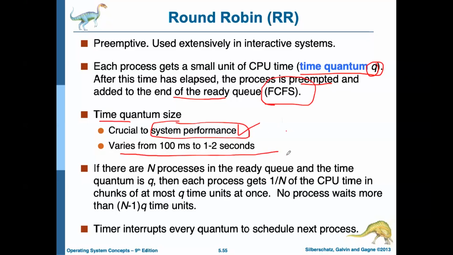If there are n processes in a ready queue and the time quantum is q, then each process gets 1 over n of the CPU time in chunks of at most q time units at once. No process waits more than n minus 1 times q time units. This is very important for round robin. Please take note. The timer interrupts every quantum to schedule the next process.